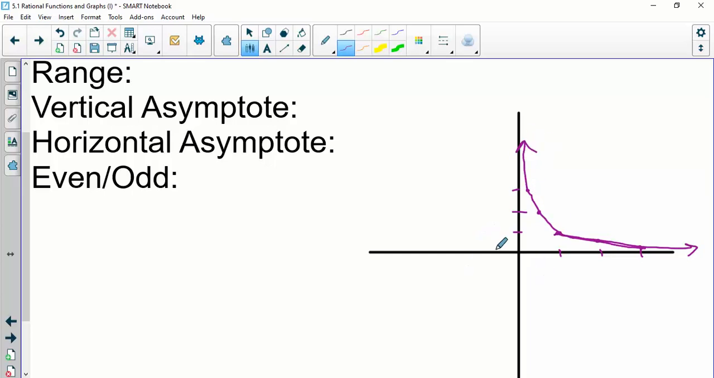Okay, if I look at this one, if I put in -1, 1 over -1 is -1. Put in -2, 1 divided by -2 is -1/2. -3 gives us -1/3. If I put in -1/2, we would get -2. If I put in -1/3, -3. So we're getting the same thing. So it's another little curve. It's down here.